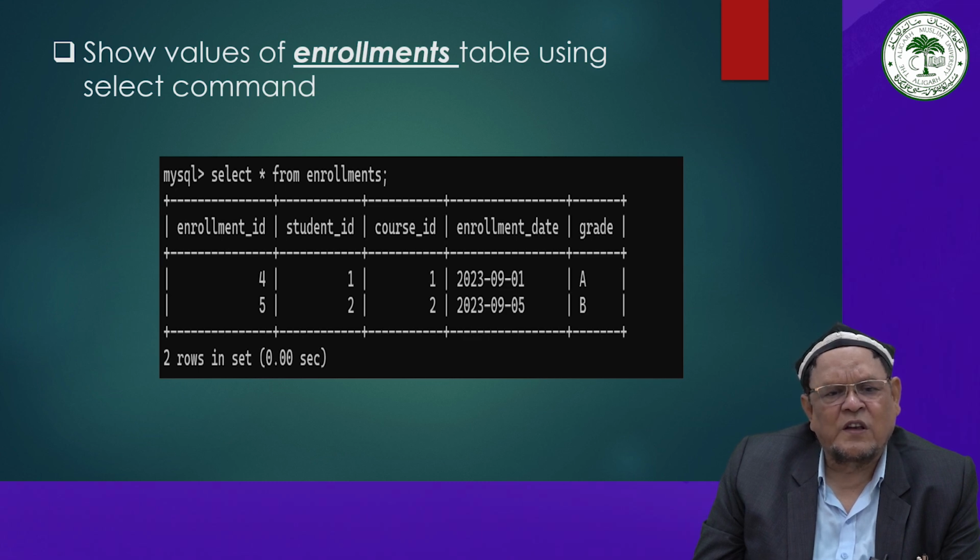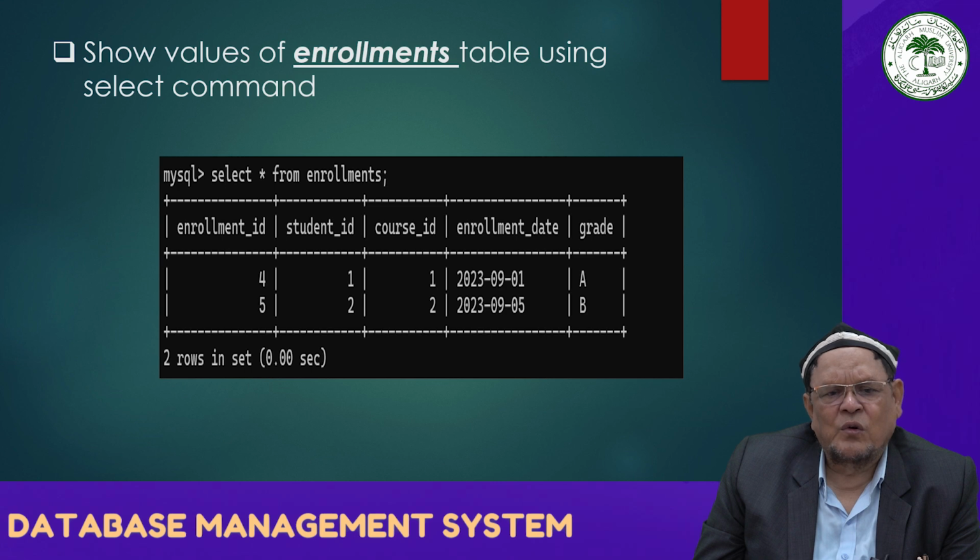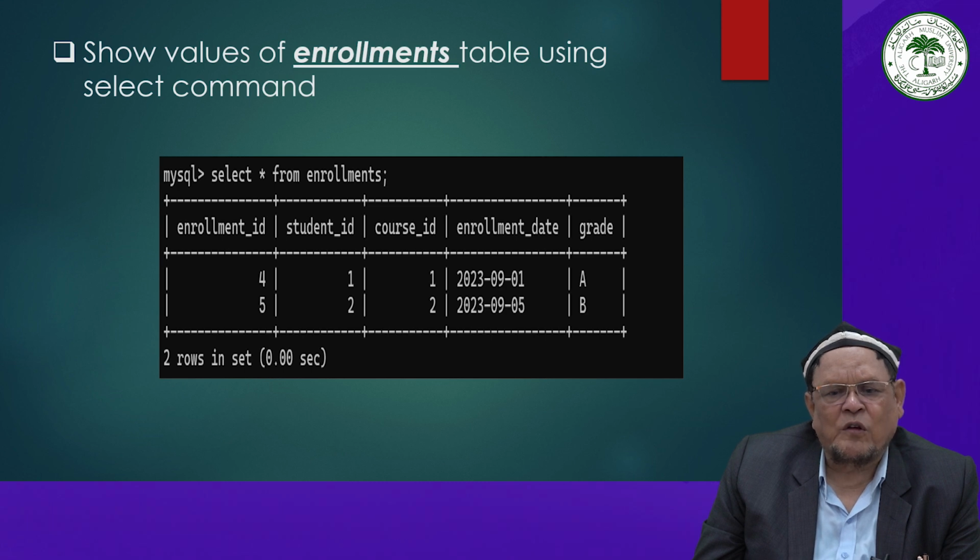You can see on the screen enrollment ID, student ID, course ID, enrollment date and the grade. Enrollment ID 4, student ID 1, course ID 1, enrollment date is 1st September 2023, grade is A, and the enrollment ID is 5, student ID is 2, course ID is 2, enrollment 5 September 2023 and grade B. 2 records will be added.